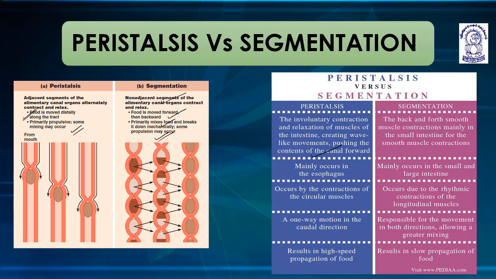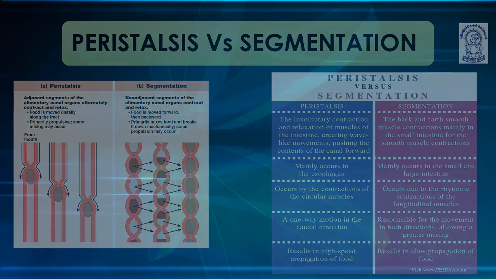Segmentation involves back and forth smooth muscle contractions, mainly in the small intestine. Peristalsis mainly occurs in the esophagus, while segmentation occurs mainly in the small and large intestine. Peristalsis occurs by the contraction of circular muscles, while segmentation occurs due to the rhythmic contraction of longitudinal muscles. Peristalsis is a one-way motion in the caudal direction, while segmentation is responsible for movement in both directions, allowing greater mixing. Peristalsis results in high speed propagation of food, segmentation results in slow propagation of food. So this is the difference between peristalsis and segmentation. Peristalsis mainly involves the contraction of circular muscles, and segmentation involves the contraction of longitudinal muscles, right? So this is the difference.